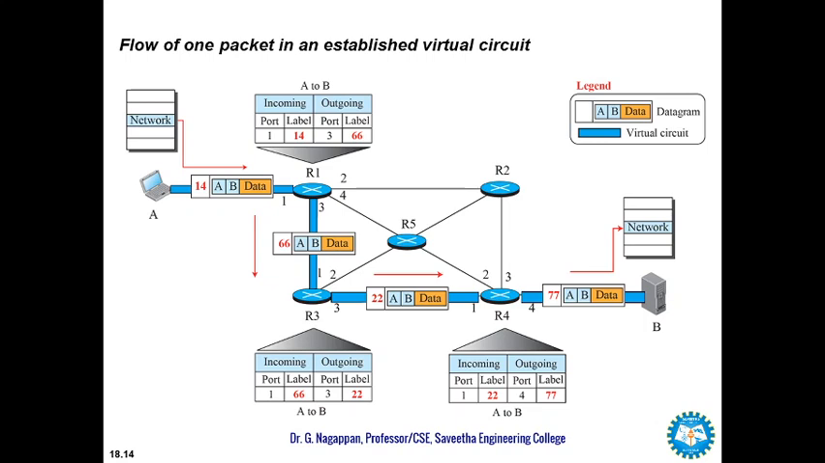And there is the teardown phase, where source A, after sending all the packets to B, sends a special packet called the teardown packet. Destination B responds with a confirmation packet. All routers delete the corresponding entries in their table. So that phase is also important.